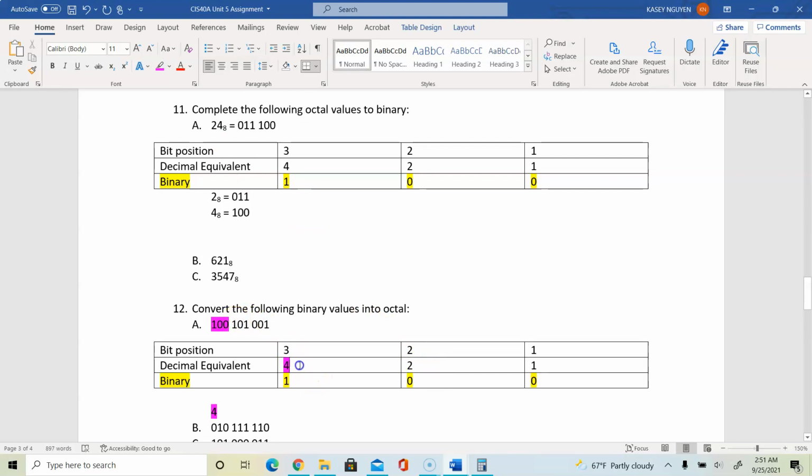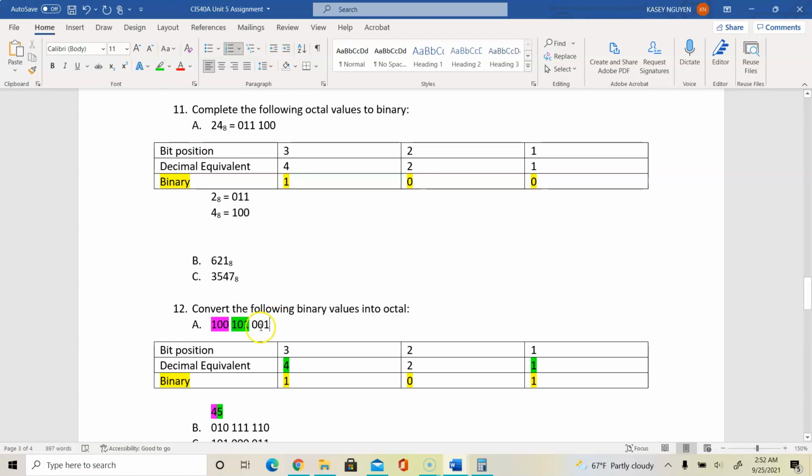Then let's clear out our binary again, so that will be 101. So we're going to go ahead and add that one, because this one is on and this one is on, and the middle one is off. So that's going to give us a 4 plus a 1, which is a 5. So this is going to be a 5.